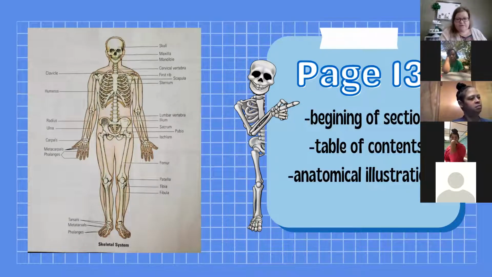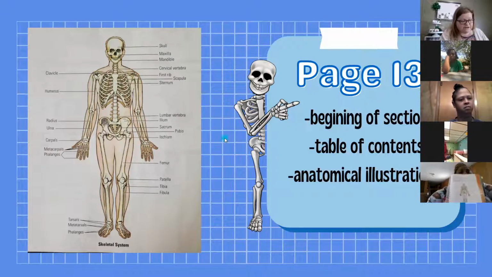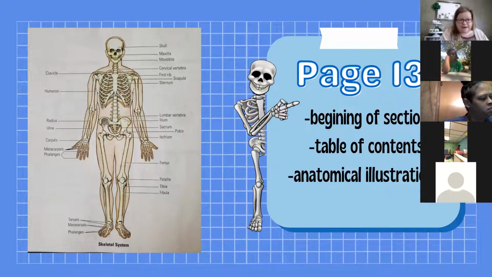So again, page 131 is going to be the beginning of this section. It's where your table of contents is going to start and your anatomical illustrations. The one I have on the screen is the one on page 131. There were several questions in your practice problems where I had to revert to this drawing to figure out what part of the body I was supposed to be looking for, because I don't have a medical degree. I'm not a doctor.